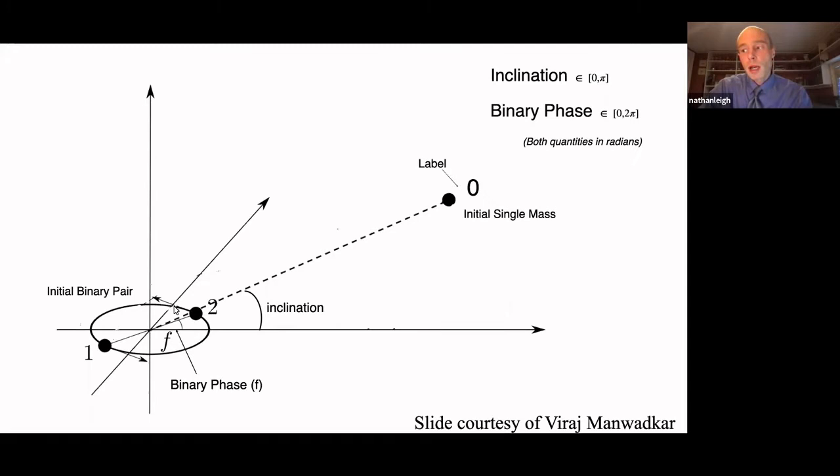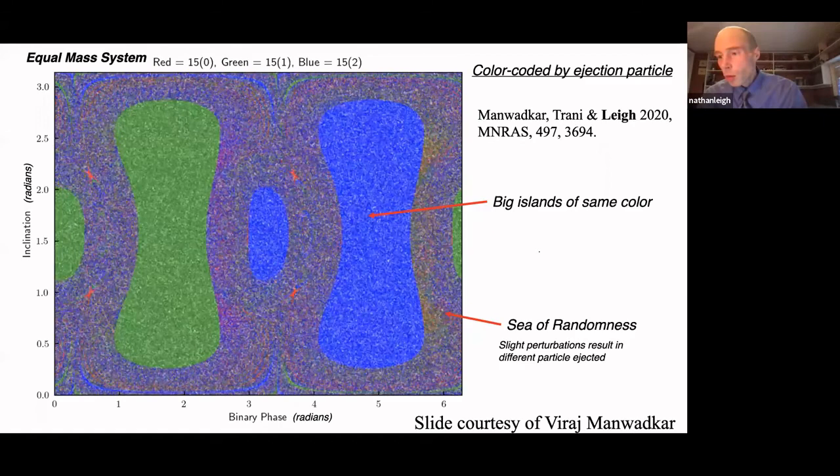And if we do this, we can make what is called a phase space plot, as shown here, which is designed to reveal the chaotic and deterministic regions of the parameter space. So on the x-axis, we have the initial binary phase from 0 to 360 degrees. On the y-axis, we have the inclination angle from 0 to 180 degrees. And we sample our parameter space uniformly within this grid. So each data point in this plot represents the outcome of a unique set of initial conditions for a single simulation, color-coded by which of the three particles is ejected.